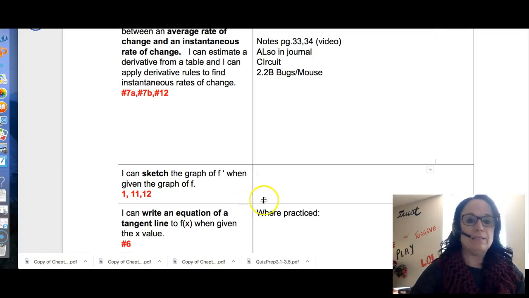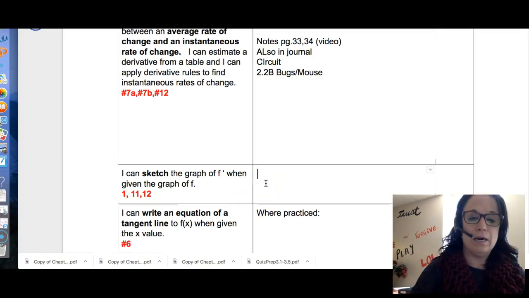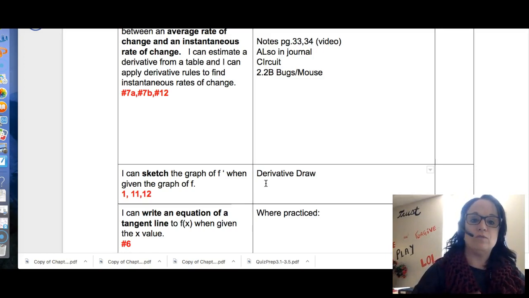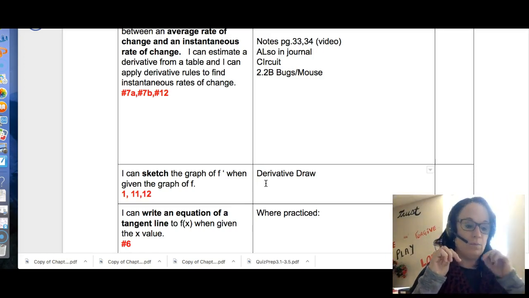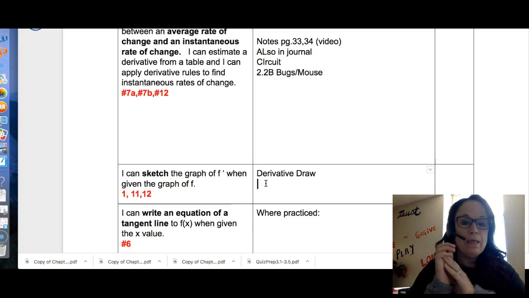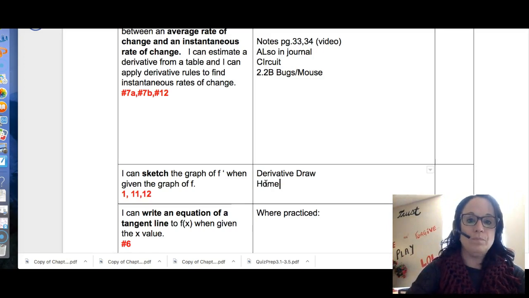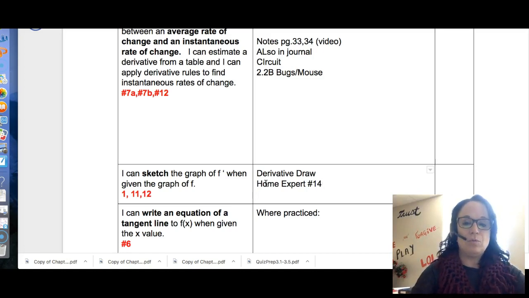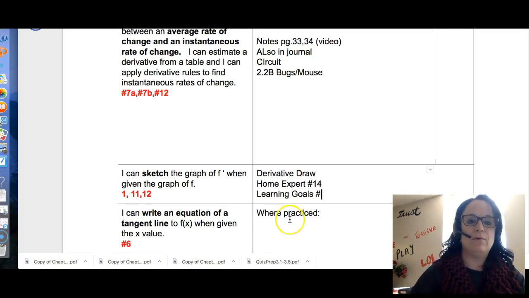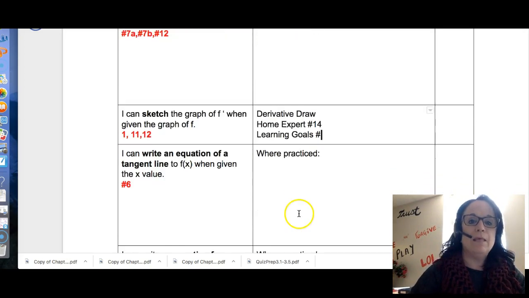When did we practice that? We did that on our derivative draw program. Remember, we were on the computer. That's still linked, by the way, in Schoology if you want to practice that. Those are a little harder than what you'll be expected to do. We also did that on the Home Expert. Number 14 was a matching. There's also one in your learning goals problems where you had to sketch the derivative, but I can't remember which one that is, so you might want to fill that in on your own.